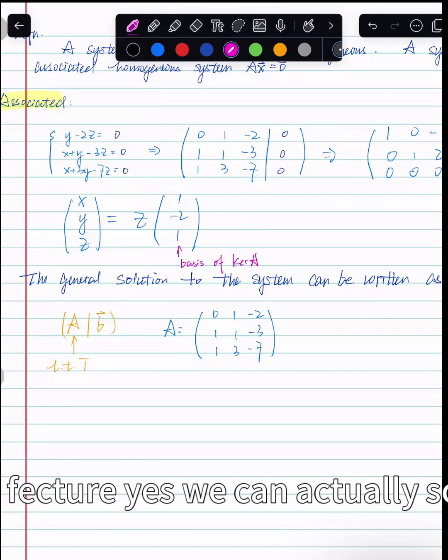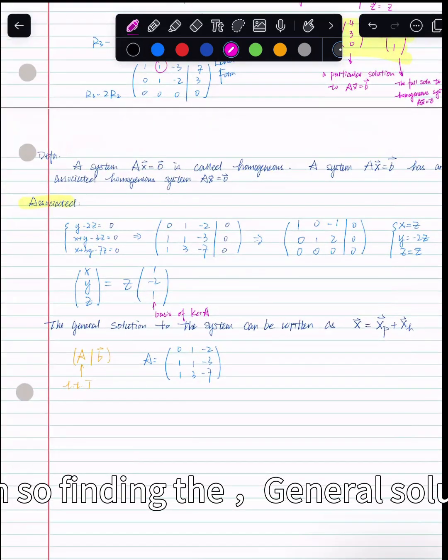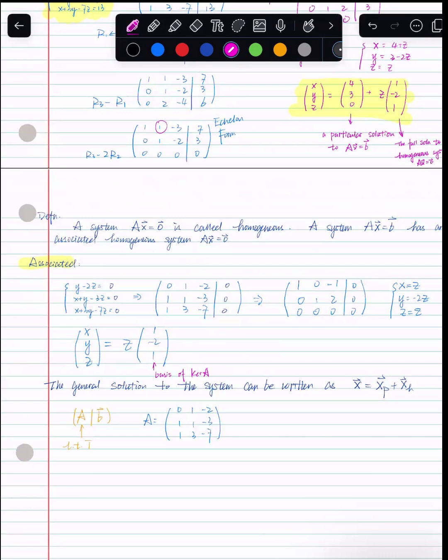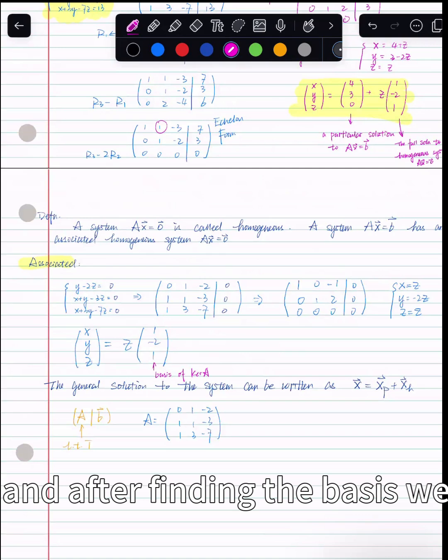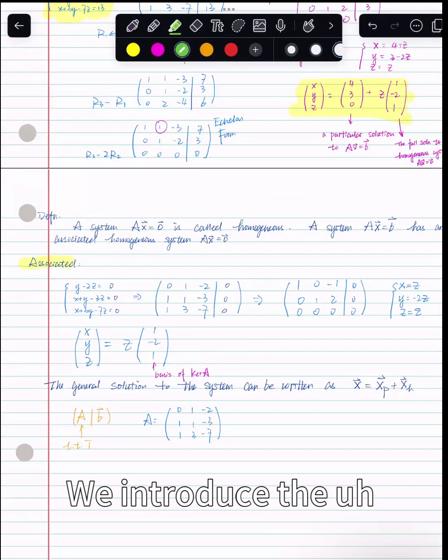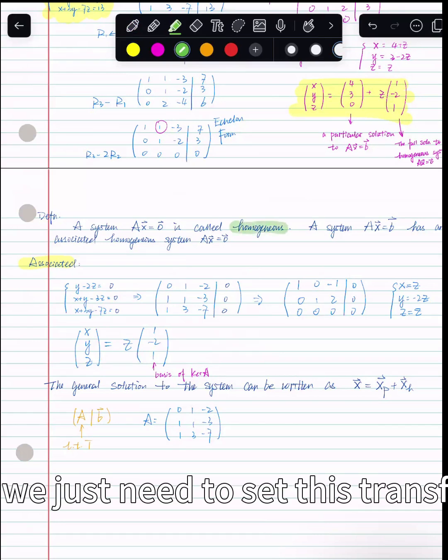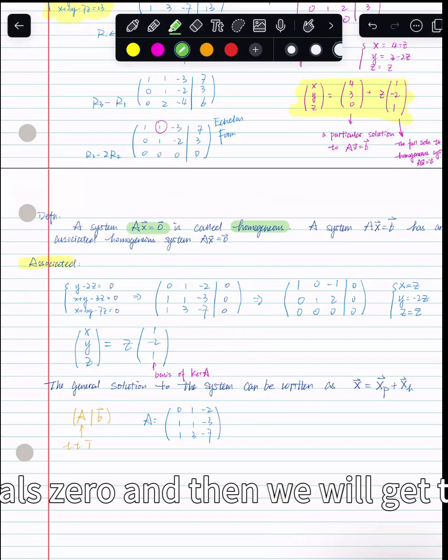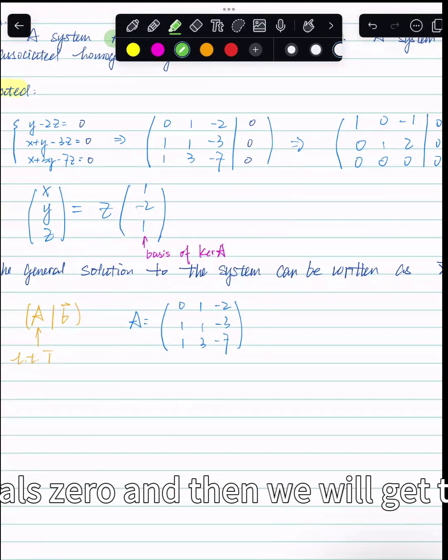Yes, we can actually. Finding the general solution to a homogeneous system is the way to find the basis of the kernel. And after finding the basis, we can just do linear combinations to find the vectors. So that's why we introduce the homogeneous system. We just need to set this transformation A multiplied by some unknown vector equals 0, and then we will get the basis.